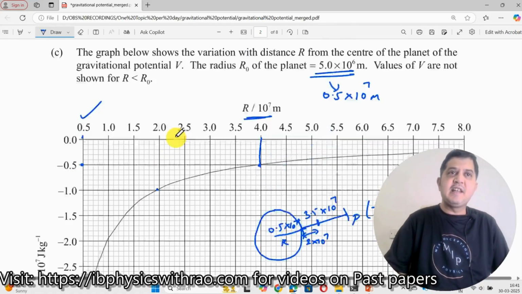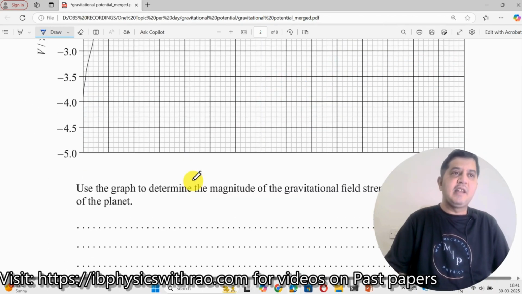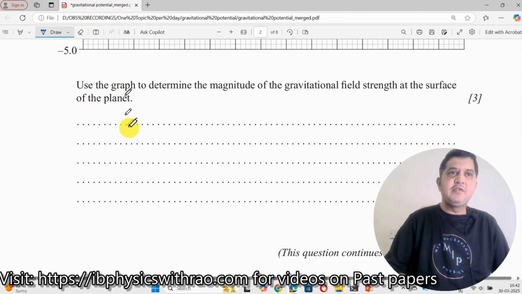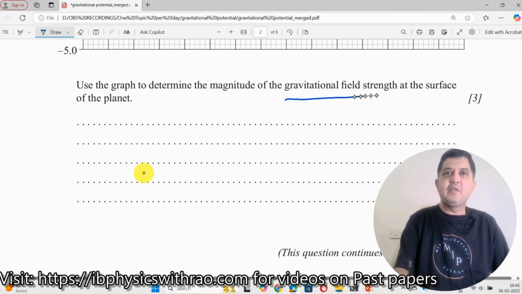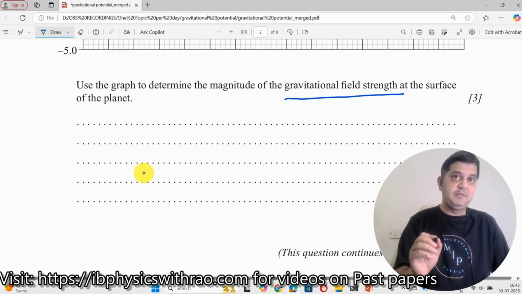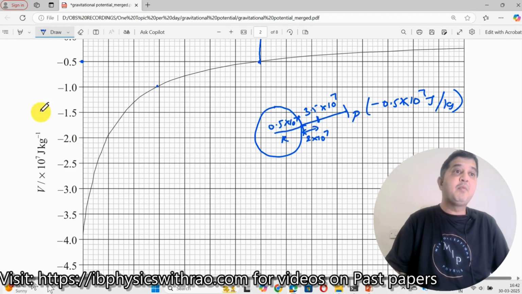Now V versus R has been given. Now what is being asked? What is it that I need to show? Use the graph to determine the magnitude of the gravitational field strength at the surface of the planet. He is asking you to find the gravitational field strength. Remember, it is field and not potential. What is given here is potential, and you need to find the field. Now what do we do?